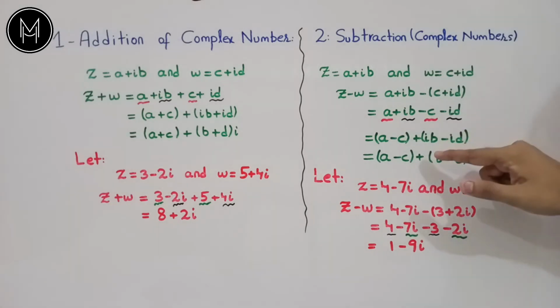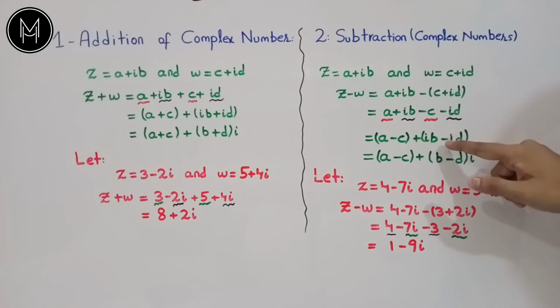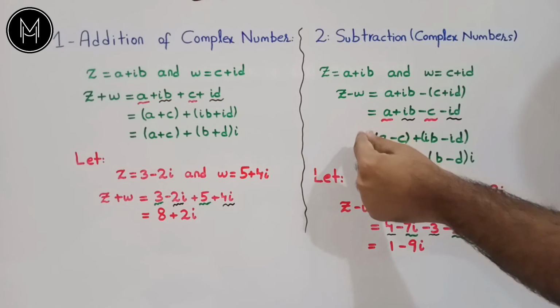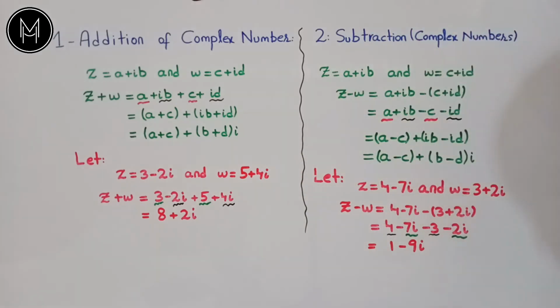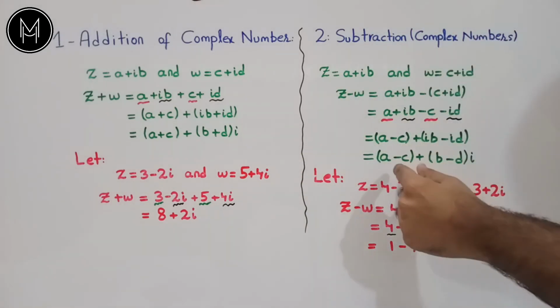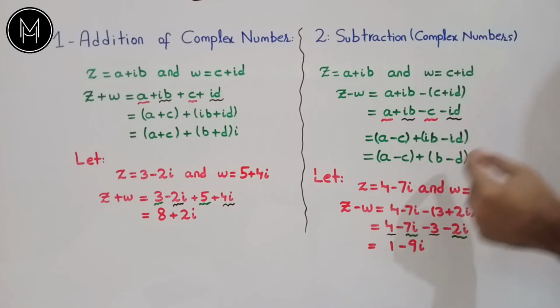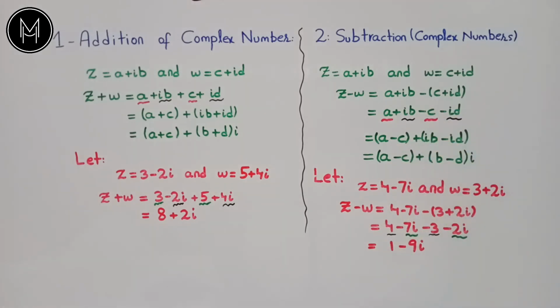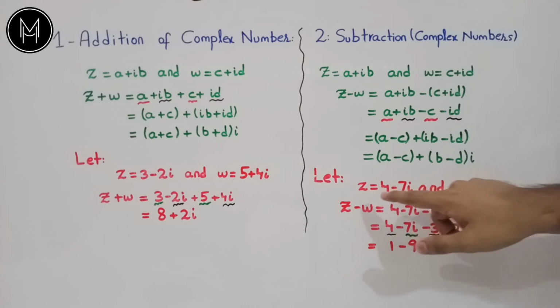Now as i is common in both numbers, we can write this imaginary number ib minus id in this form, (b minus d) into i. So this is the final result of subtraction of one complex number from another complex number, that is equal to (a minus c) plus (b minus d) into i. This is the real part, this is the imaginary part. Let we have two complex numbers to better understand the subtraction, we have z and w.